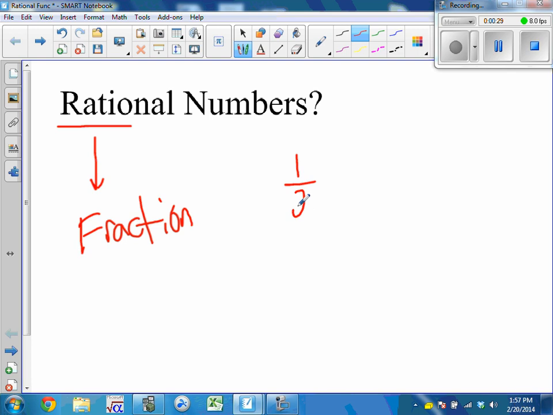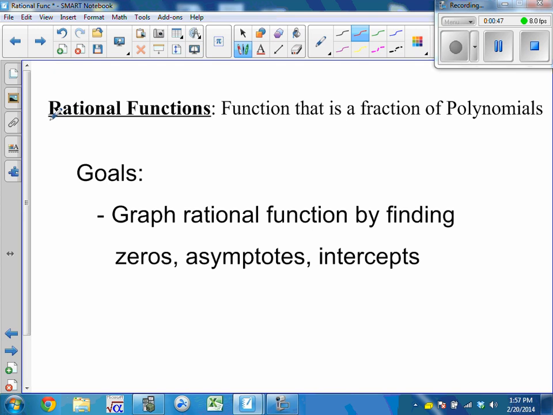So numbers like 2/3, -3/2, -4/5, 3/7. Those are rational numbers. Not something like pi or square root of 2. So what we want to look at today are rational functions.